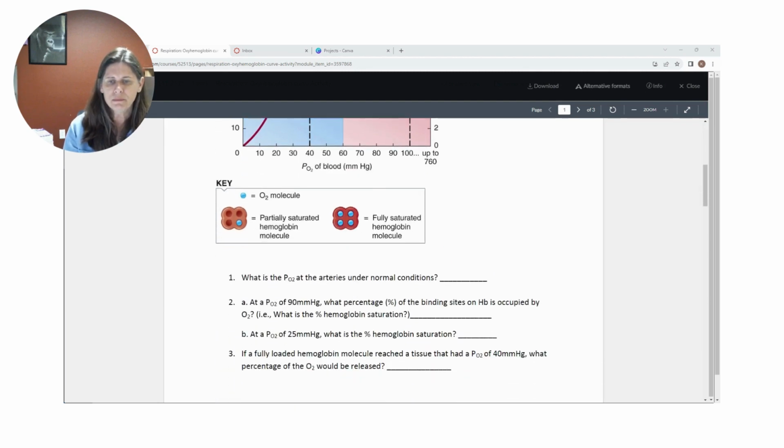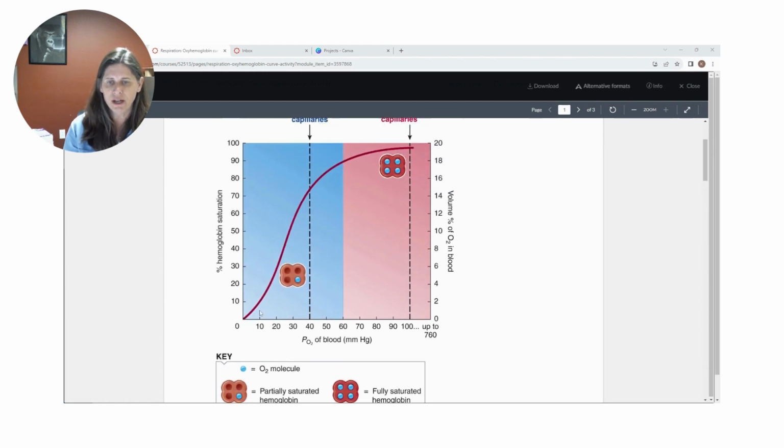All right. B, at a partial pressure of 25 millimeters of mercury, what is the percent hemoglobin saturation? So now we're looking down here. I'm in between 20 and 30. I'm going to go up till I hit the red line. I hit it right about there. To me, that looks like about 45%. So at a partial pressure of 25, the percent hemoglobin saturation is about 45.